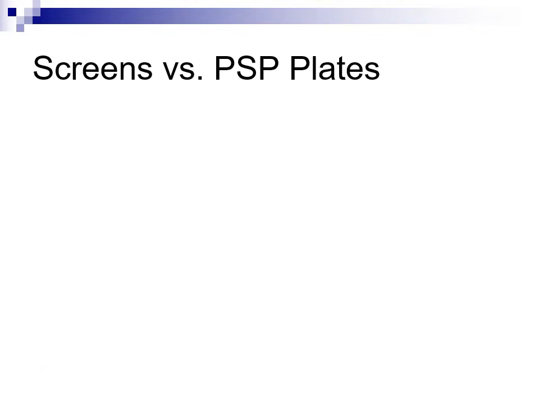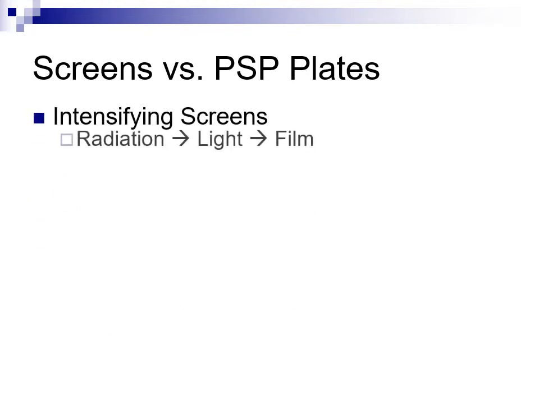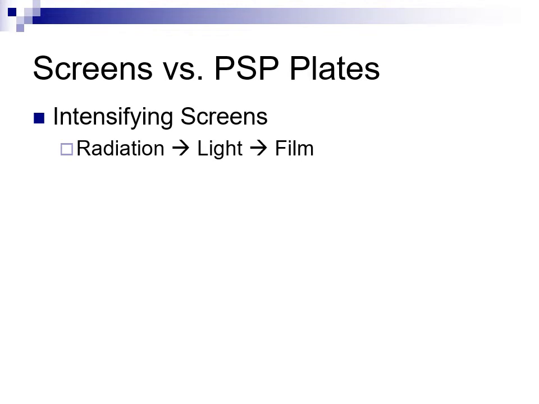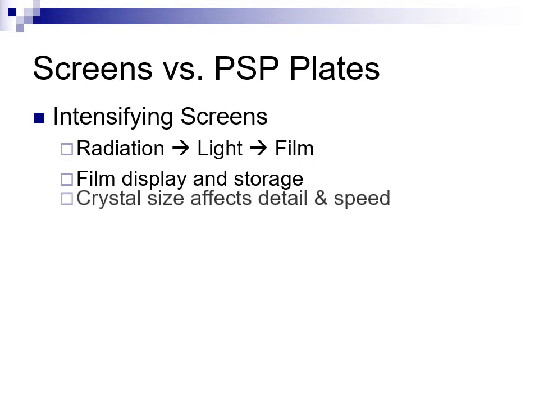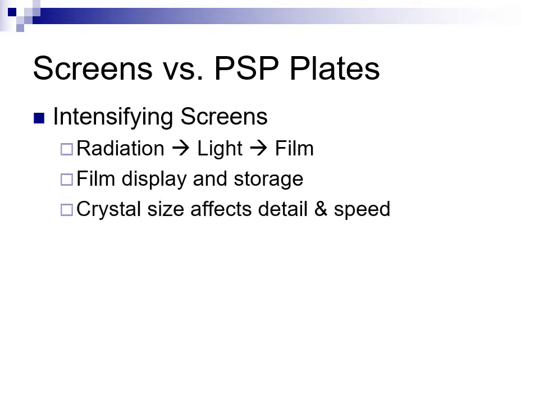Let's take a minute to compare intensifying screens to PSP plates. The intensifying screen instantly converts X-rays to light, and that light exposes the X-ray film. The cassette is reloaded for use. The film is then processed and used to display and store the image. The size of the crystals in the phosphor layer affect the speed of the screen and the spatial resolution the screen can project onto the film.